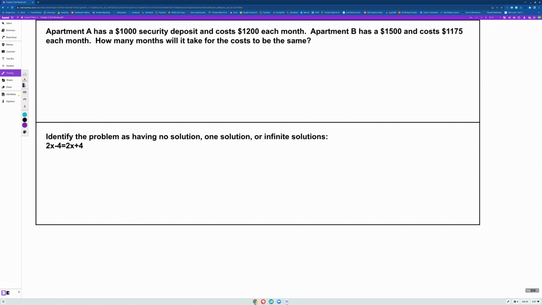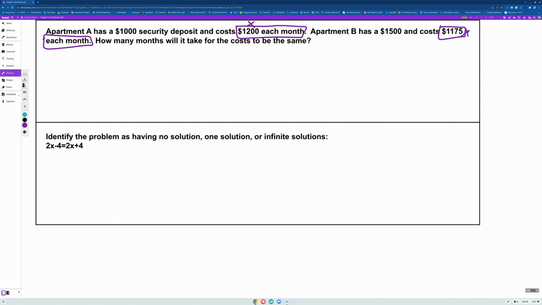On this next one, we have apartment A has $1,000 security deposit and costs $1,200 each month. Apartment B has a $1,500 security deposit and costs $1,175 each month. I want to know how many months it will take for the costs to be the same. So, you guys pay rent each month. So because this is each month, our variable is going to go with the 1,200. Looking at apartment B, it costs 1,175 each month. So my variable is going to go with my 1,175.